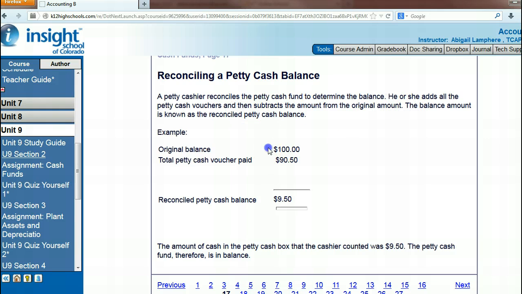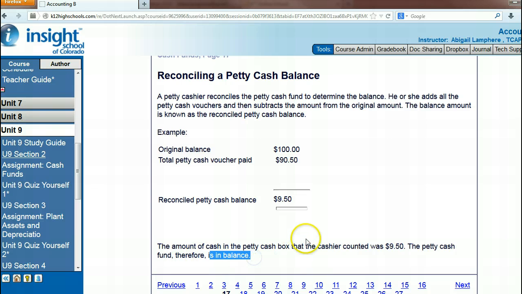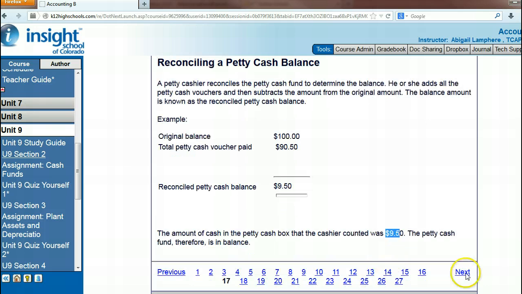So we look at what we had in our petty cash box, what was paid out for supplies and other small expenses, and then we should have $9.50 in change. So if that's the correct amount, the petty cash fund is in balance. That's pretty simple. We're just making sure that we had $100, we spent $90.50, we should have $9.50 left in our petty cash box. We do. Everything is still in balance.